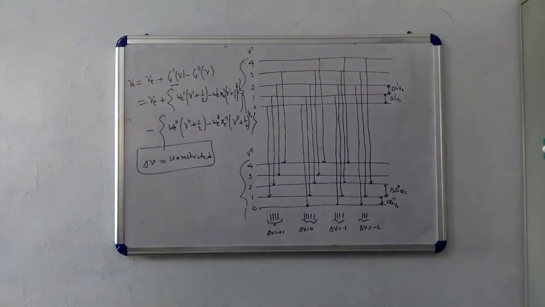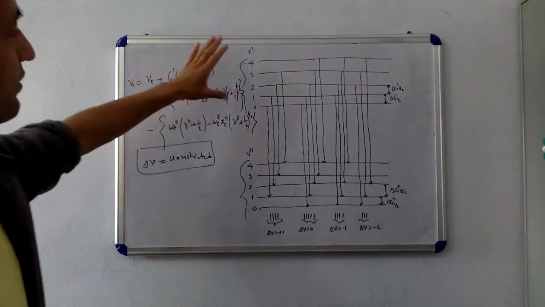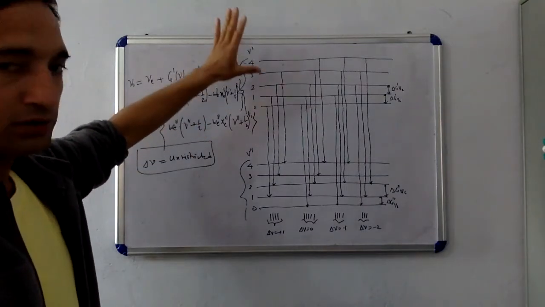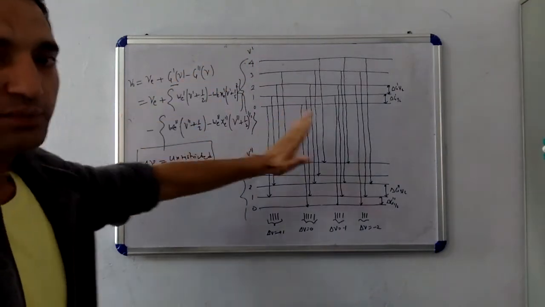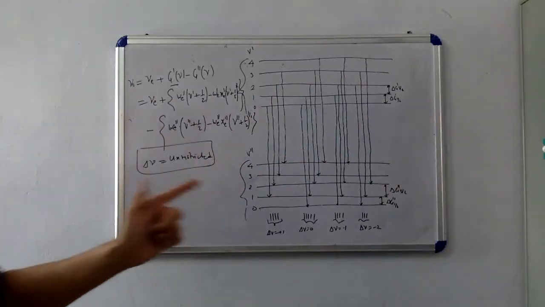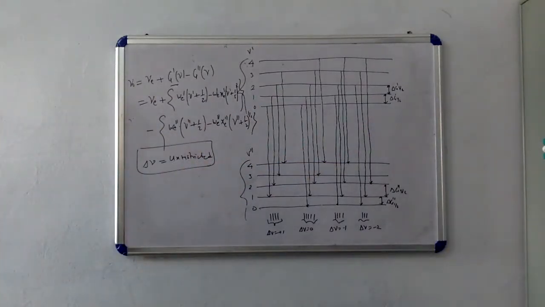At room temperature, or if the temperature is slightly higher than room temperature, a good number of high vibrational levels are also well populated. Then a sufficient number of bands will appear for the same electronic transition. Some of the emission transitions are shown in this figure.